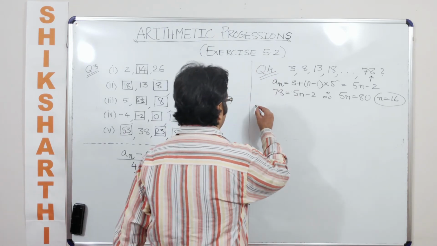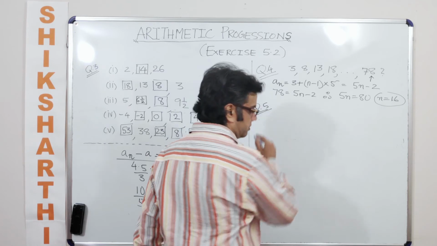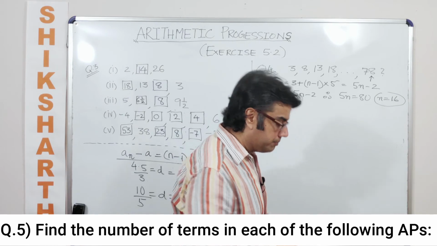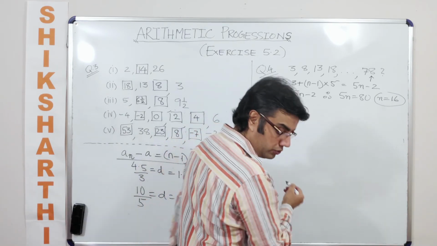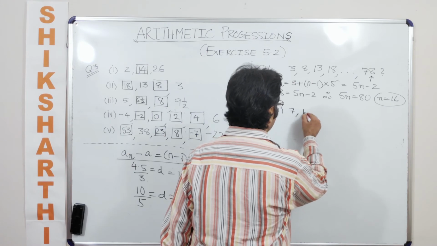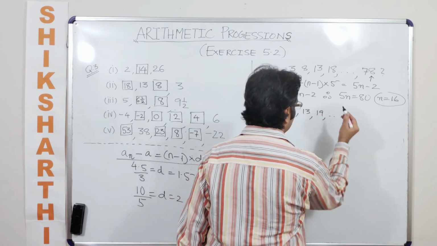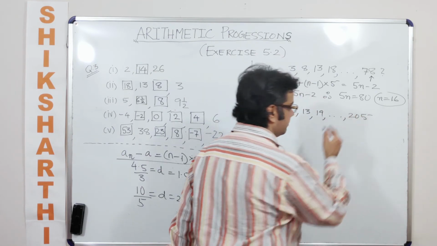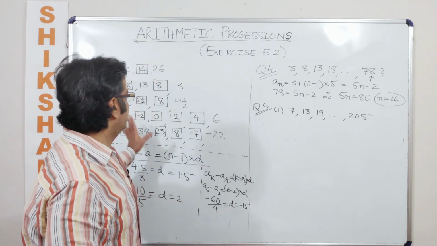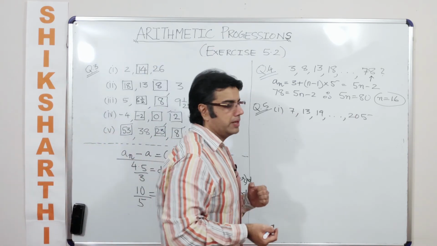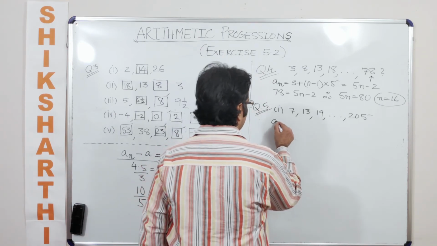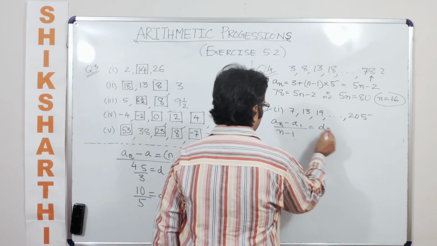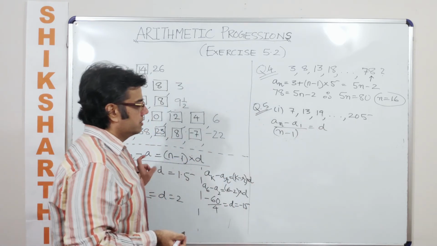Okay, question number 5. Question number 5 asks, find the number of terms in each of the following APs. And the first AP that they have given to you is 7, 13, 19, and then thereafter they have given you the last term. The last term here is 205. Have you done this kind of a question earlier? You have already done it here, except for the fact that here you had known the number of terms and here you have to find out the number of terms. So we know that an minus a1 upon n minus 1 is equal to d, using the same formula as we have been using.